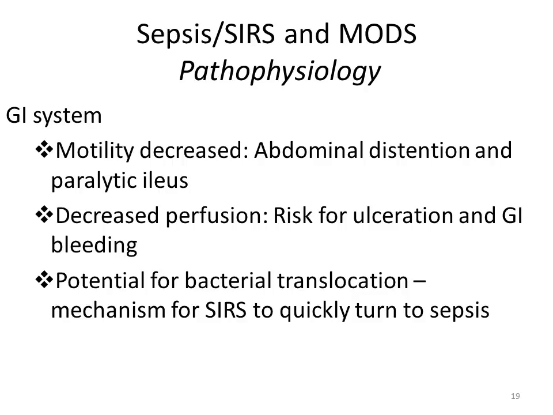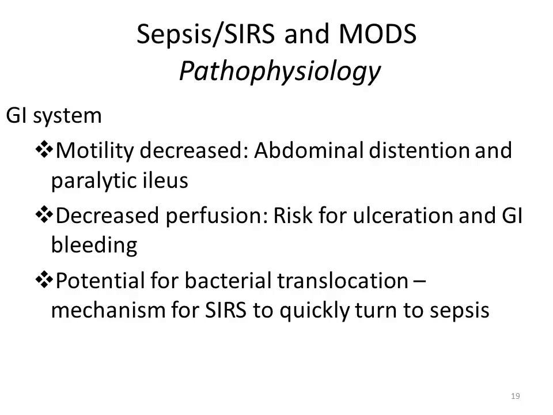Okay, GI system. Motility is decreased. Why is motility decreased? We know when there is hypoperfusion, one of the very first compensatory things that the body does is shunt blood from the GI tract. And so our patients, as a result of this decreased perfusion, may have decreased motility. And when there's decreased motility, the patient's at risk for a paralytic ileus. You might see that manifested as abdominal distension.